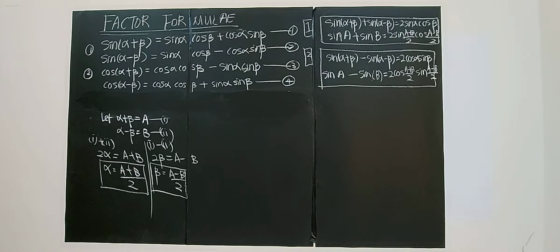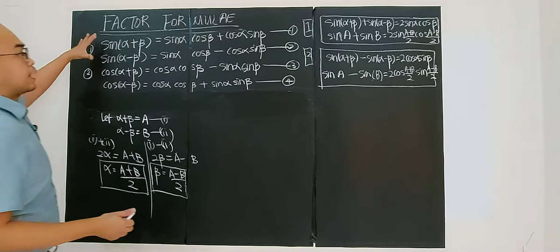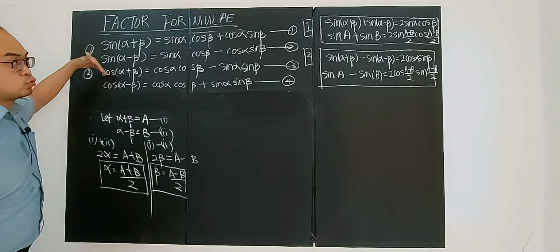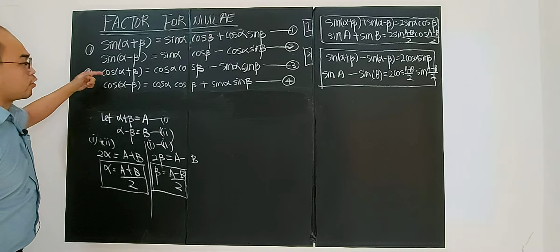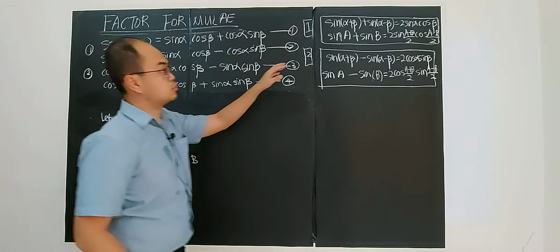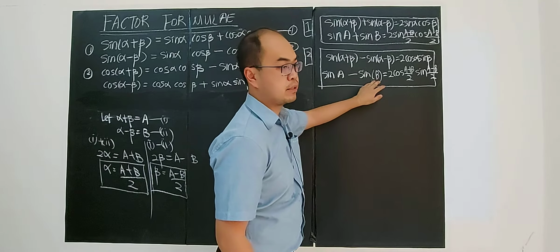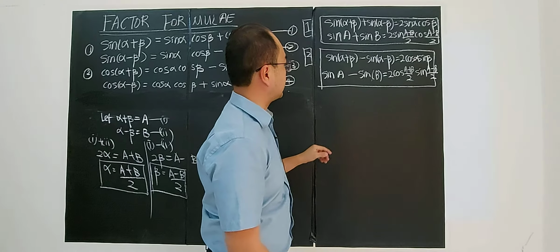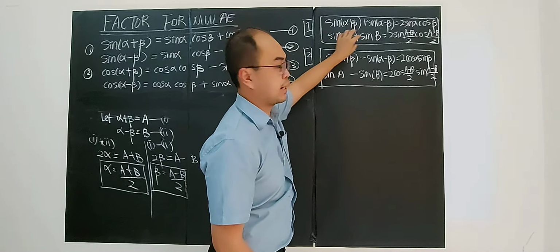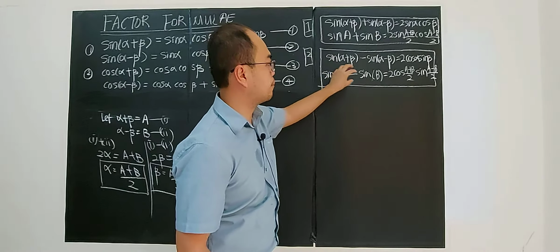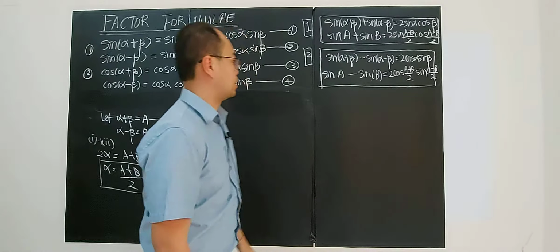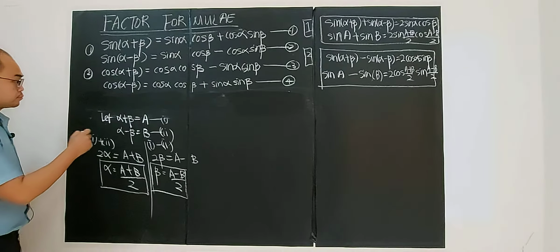Alright, let's continue. Now we are already done with the first 2 compound angle formulas. So now we go for cos. If you see, these 2 are sine A plus sine B and sine A minus sine B. So I need to generate another two, which are cos A plus cos B and cos A minus cos B. Alright, so let's look at it.